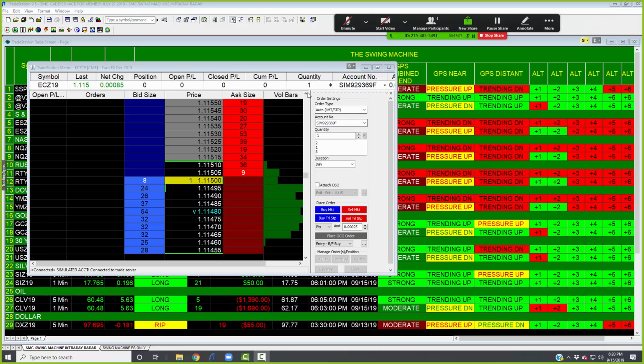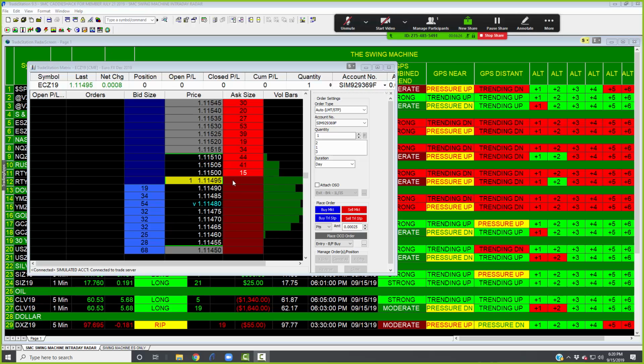In this example, this is a very basic tool from TradeStation. It's trading the ECZ, which is the euro. Here are your sellers, the ask. Here are the bidders, the buyers on a futures contract. The spread is very, very narrow, one tick.